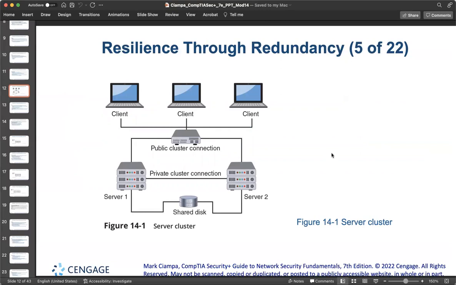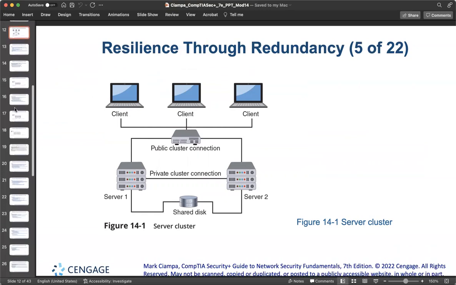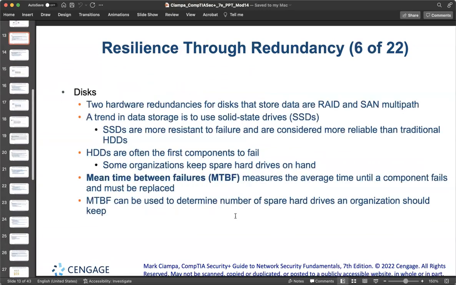This slide is showing you an example of a server cluster. As you can see, server 1 and 2 are using a shared disk in a server cluster, and through the public server connection, they are available to the clients. Each of these clients doesn't see which server's hardware is taking care of their job or task. They just see a server cluster that is providing the service. So in case one of these fails, the other one is now available to take care of the job that they were supposed to do.